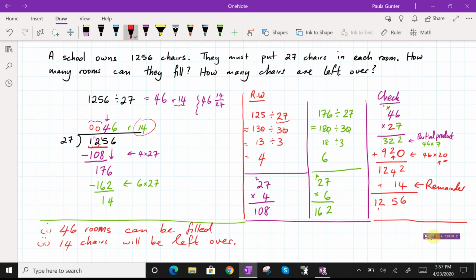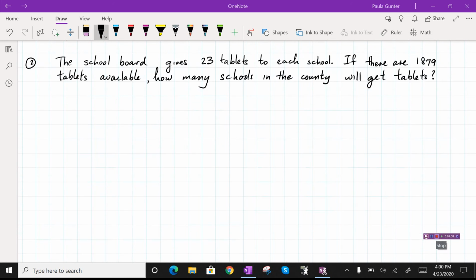Let's look at another question. All right, here's the second question. The school board gives 23 tablets to each school. If there are 1,879 tablets available, how many schools in the county will get tablets?